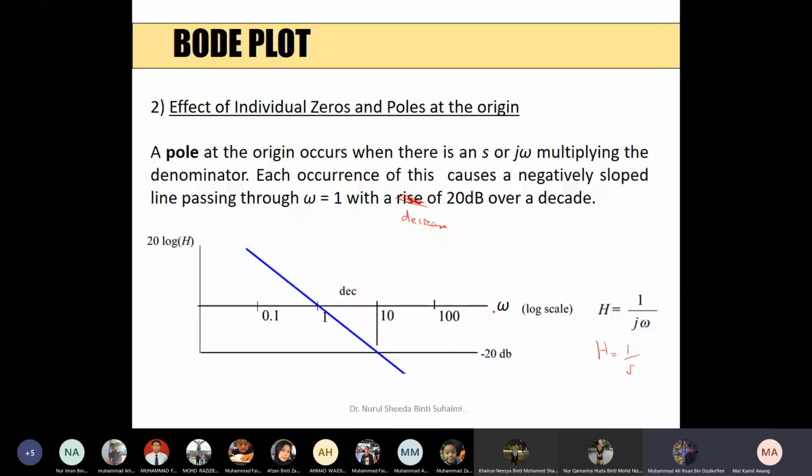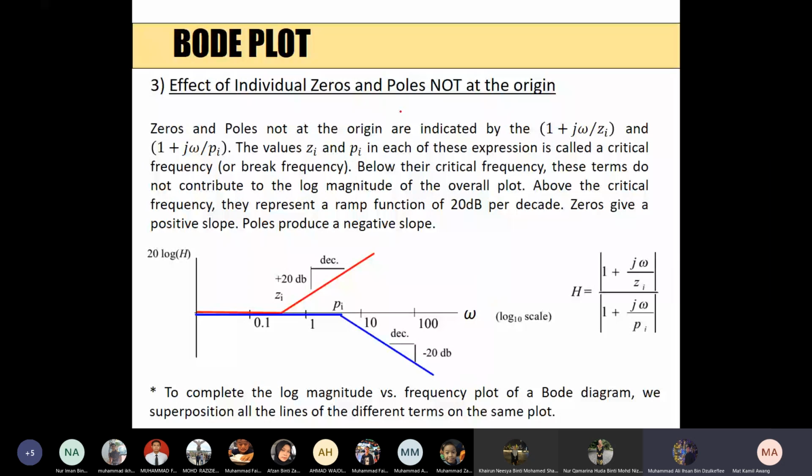This is the third effect, which is poles and zeros not at the origin. Zeros and poles not at the origin are indicated by 1 plus j omega over Z1 and 1 plus j omega over P1. The value of Zi and Pi in each of these expressions is called the critical frequency or break frequency.